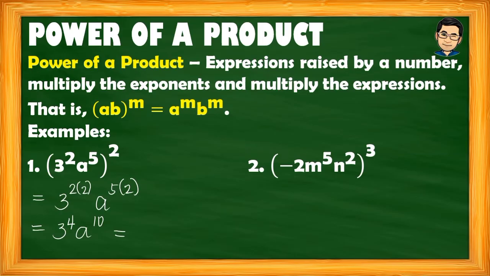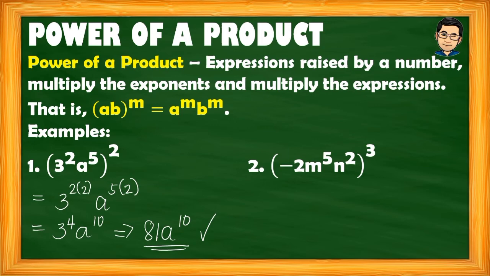Equals. So kailangan nating isimplify yung 3 raised to the 4th power, because constant po kasi yun. Hindi katulad ng variable A, yung mga variables, literal coefficients, no need to simplify. Yan na po kasing sagot, as long as positive yung exponents. So 3 raised to the 4th power is equal to 81A raised to the 10th power. So this will be our final answer.